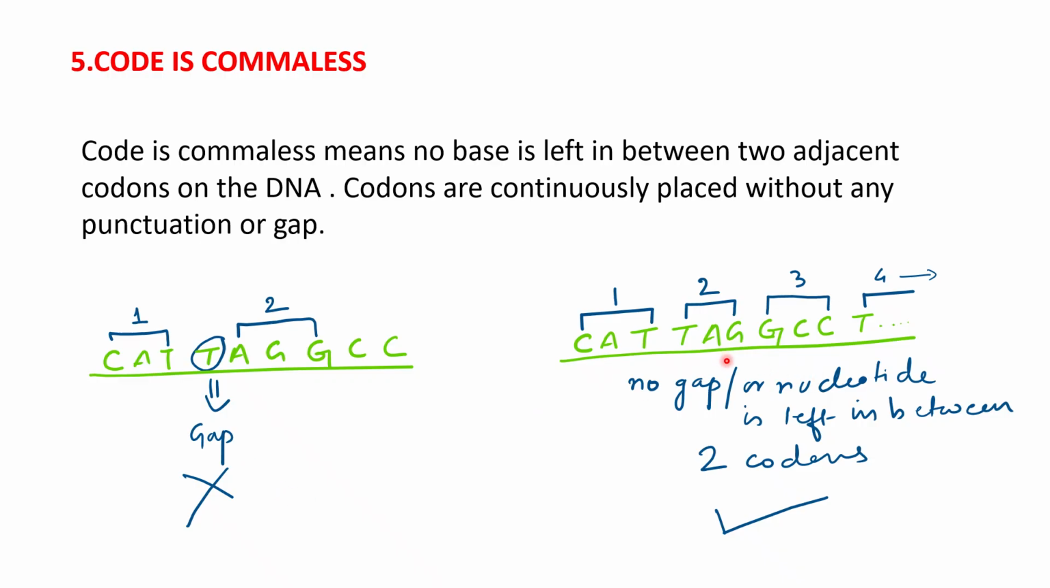In our genetic code, CAG forms the first codon. The second codon starts from the fourth base itself, TAG, and then the seventh base will be part of the third codon. No gap is left between two codons. This is what we mean by stating that code is commaless. There are no gaps in between two adjacent codons.